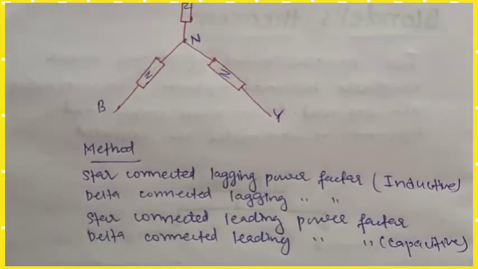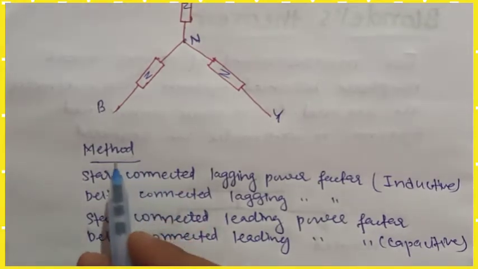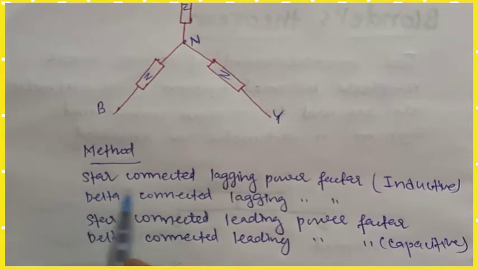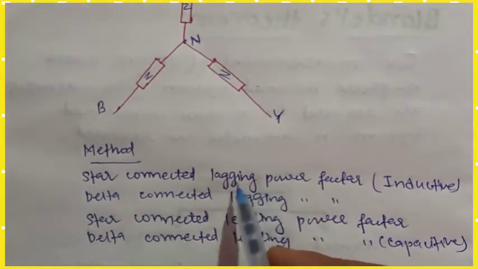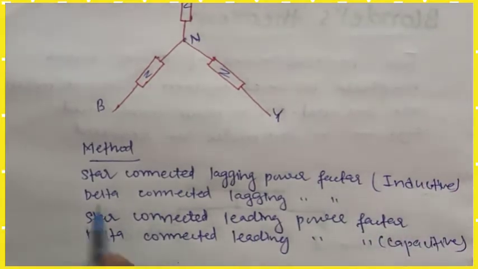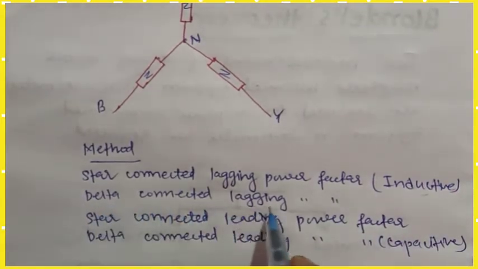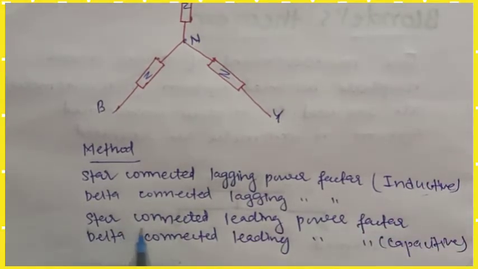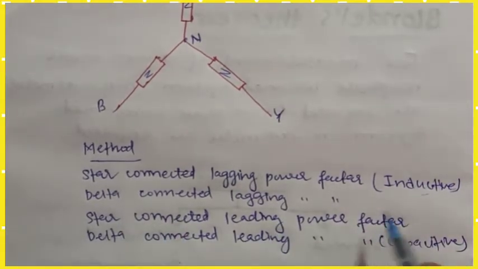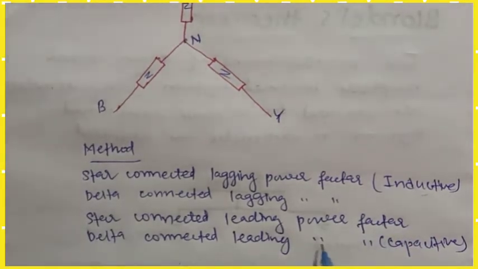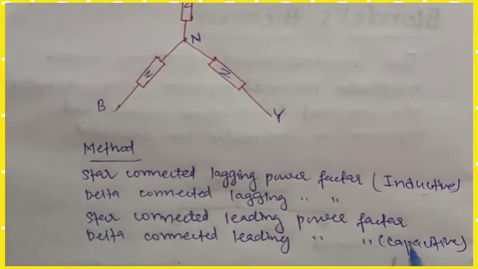Friends, here we will study 4 types of methods for connection of wattmeter. First is star connected lagging power factor. This happens in inductive loads. Second is delta connected lagging power factor, which is also inductive. Third is star connected leading power factor, which means it is capacitive. And delta connected leading power factor, which is also capacitive.